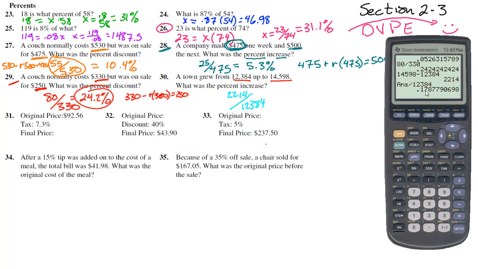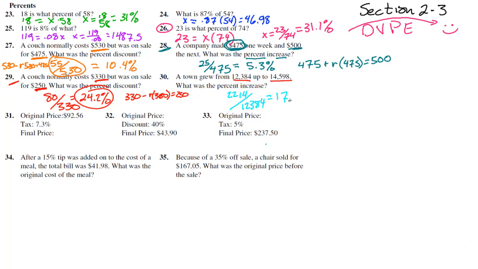And it's about 17.87, so 17.9%. Yeah, good deal. Now let's do it just one other way so we can for sure see what's going on and how we could have gotten this number.